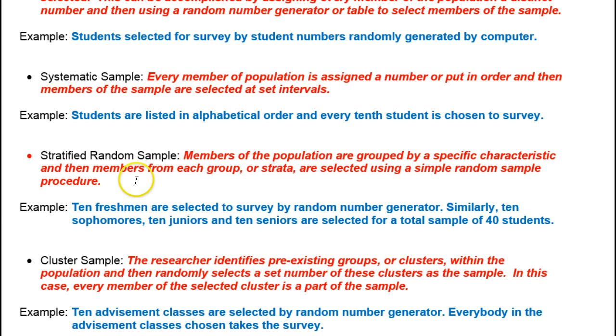So again, just keeping that straight from stratified. Stratified, that's where you're picking a few members of each type. Cluster is where you're randomly picking whole groups at a time.